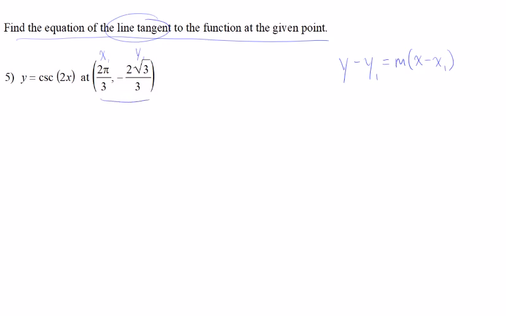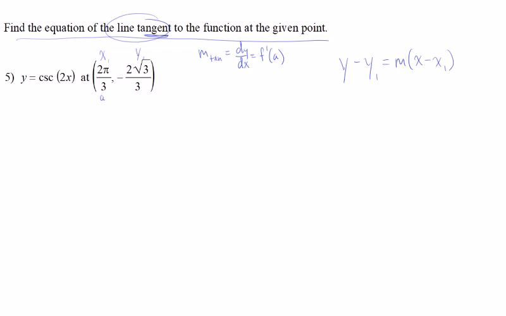We have our y1 and x1. We just need to find our slope. When we're thinking of the slope of the tangent line, that means we want to find the derivative. Remember that m tan is equal to dy/dx, or f prime at that given point, where a is whatever x1 is. So we want to find the derivative, then plug in a, our input value, and whatever that output is for the derivative at that point is going to be the slope of our tangent line.